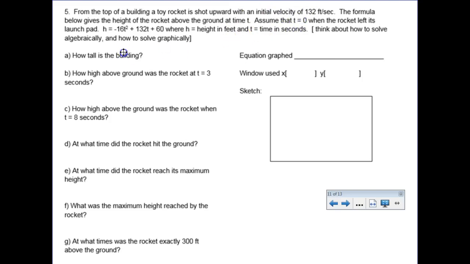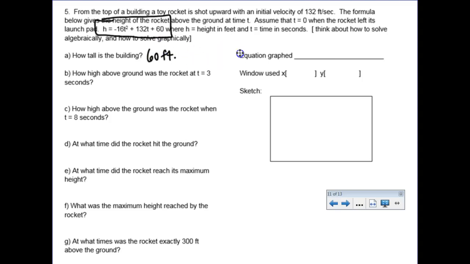Cool. The first question says, how tall is the building? They already gave you your function. And remember, we decided that this middle number is the initial velocity, but that last number is the initial height. This question's a little misleading because we're assuming we're launching the rocket off of a pad that's literally at the top of the building, which probably isn't true. But just go with me, guys. This number right here is 60 feet. So that means the original launch height is 60.